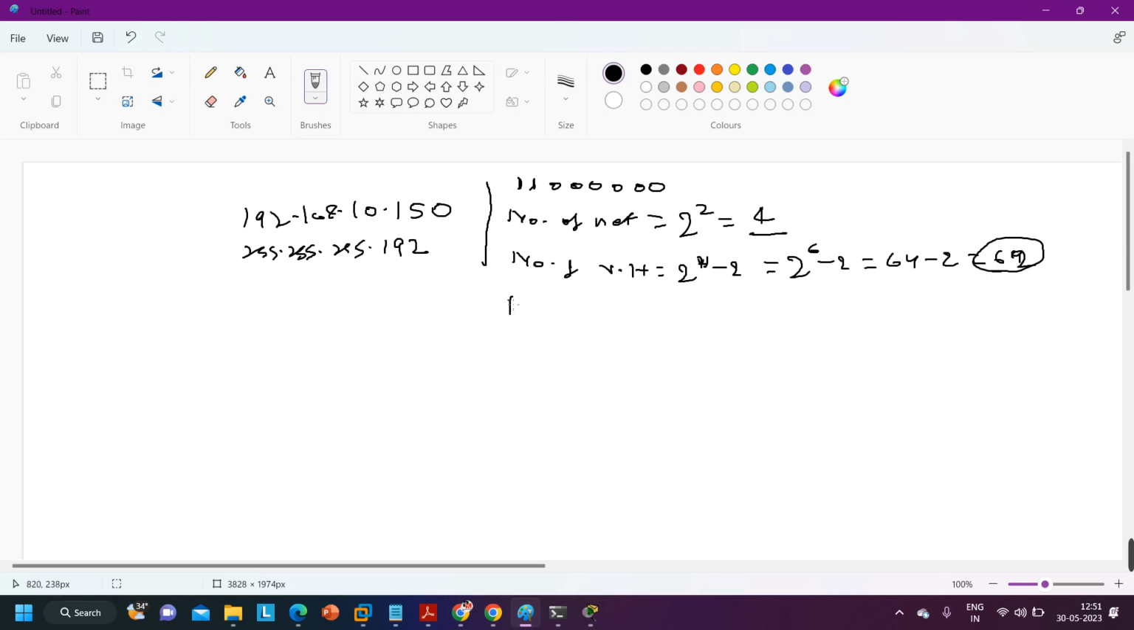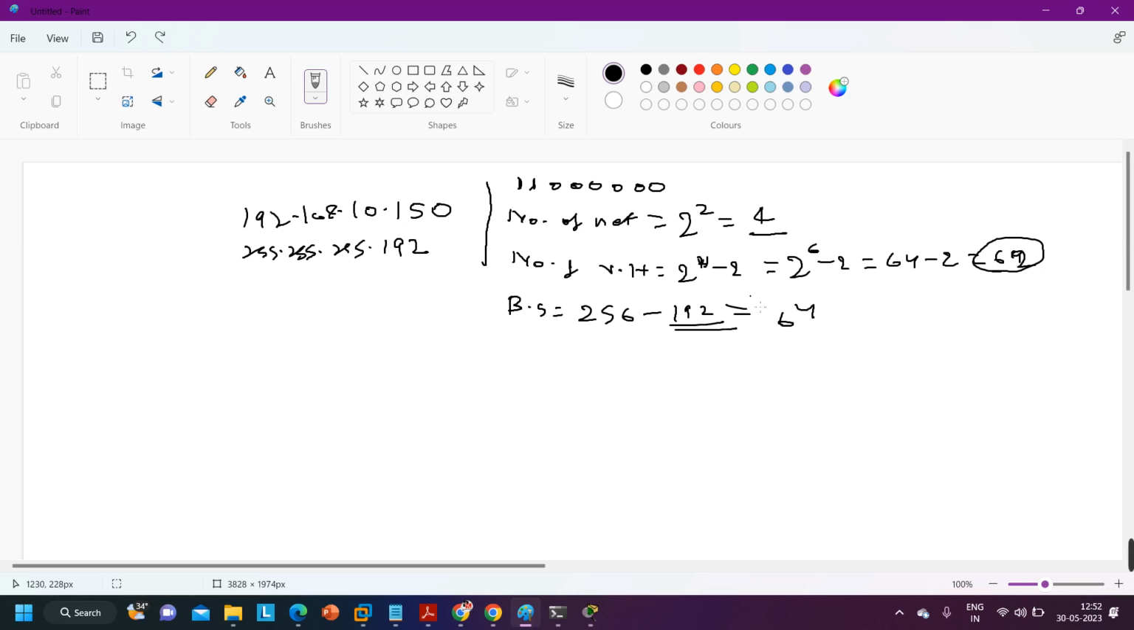Now the block size will be 256 minus 192. What value do you get after subtraction? 64. Now tell me the nearest divisible number of 64 to find the network ID. 64, and 64 plus 64 is 128.